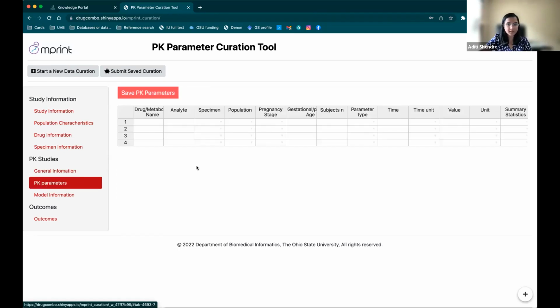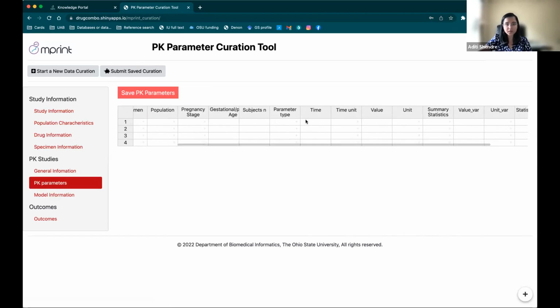Then for the PK parameters themselves, we have the drug name, the analyte name, the specimen, the related population, pregnancy stage, and then go on to include what the parameter type was. For most of the drop-down options, in addition to the drop-down option itself, we had an ability to manually enter text. So if something was not available, we could just enter that information and collect the values for that.